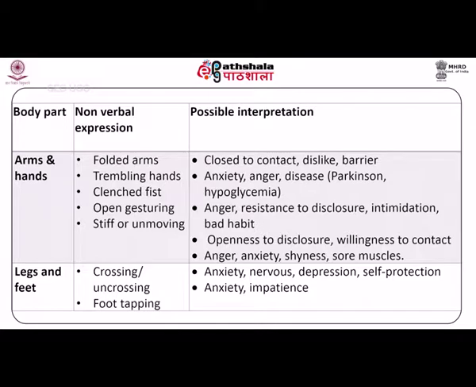Arms and hands. Folded arms could imply close to contact, dislike, or barrier to contact. Trembling hands could mean anxiety, anger, or disease. Clenched fist could mean anger, resistance to disclosure, intimidation, bad habit. Open gesturing could mean openness to disclosure, willingness to contact, and stiff or unmoving hands could mean anger, anxiety, shyness, or sore muscles.